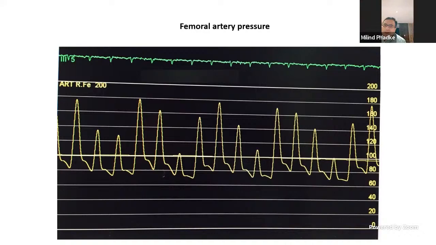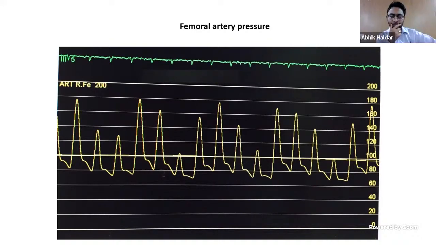So this is some variations. Can you comment on that? What is happening to the pressures? It's varying, sir. How much variation? Is it a respiratory variation? No, sir.